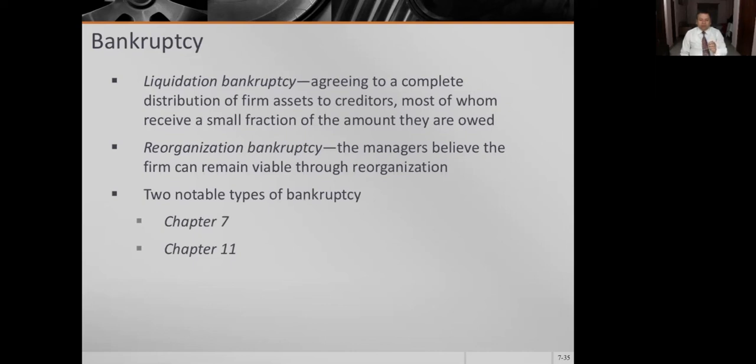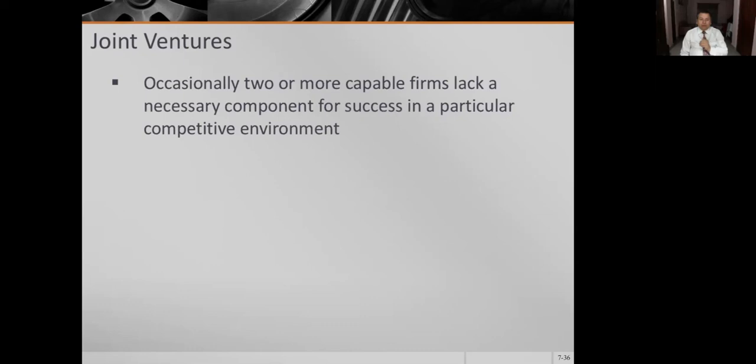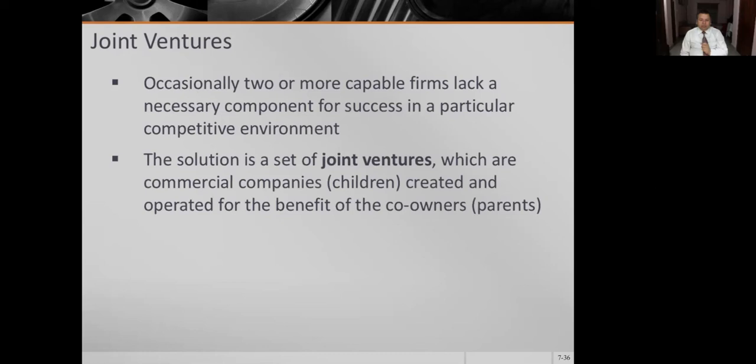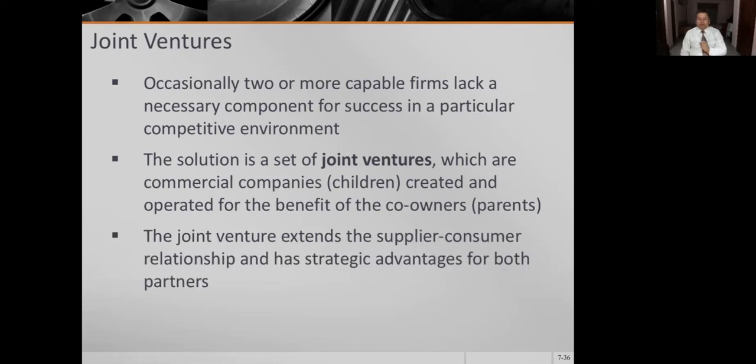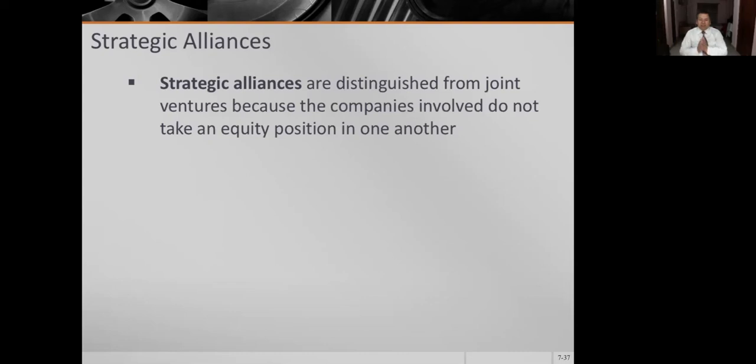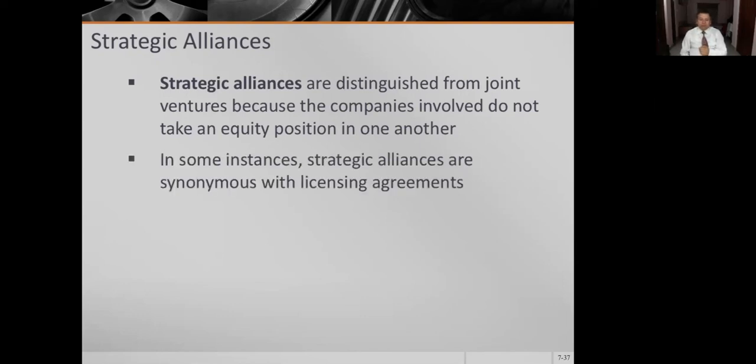And if you want to read more in Pierce and Robbins, you have Chapter 7 and Chapter 11. Then you can go for joint ventures, building partnerships with one another. Okay. A joint venture extends the supplier-consumer relationship and has strategic advantages for both parties. Then you can go for strategic alliances. They are not equity ventures, but they are alliances to pursue a product or a service together. In some instances, strategic alliances are synonymous with licensing agreements also. Right? Outsourcing arrangements may be valid.